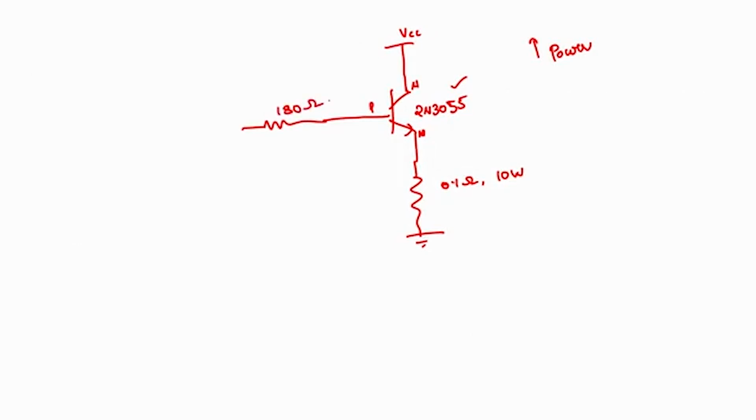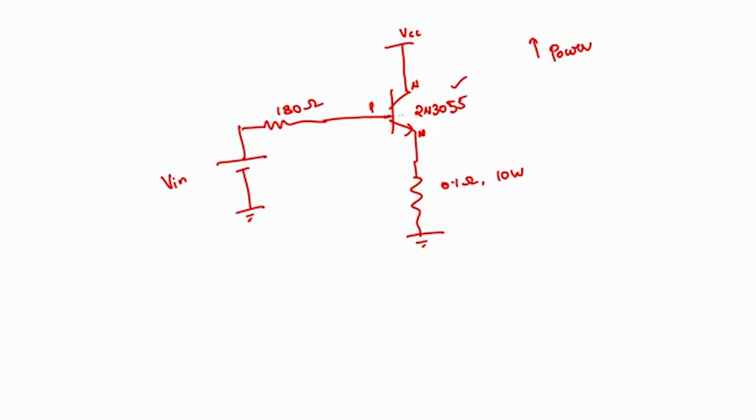So, this 180 ohm resistor is simply a current limiting resistor. Here we are applying some voltage. Now, what happens in this case? If I say this is V in, what happens? It looks similar to your transistor operating in a switch mode, isn't it?